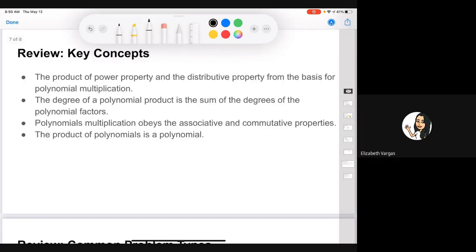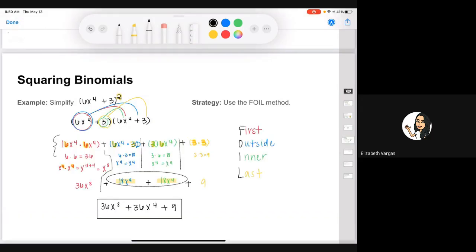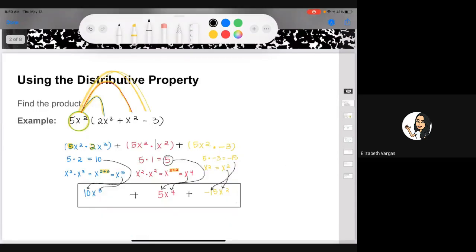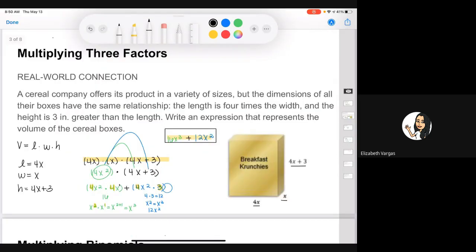Okay, so we learned that the product of powers property and the distributive property are the basis of polynomial multiplication. Polynomial multiplication abides by the associative and the commutative property, which we looked at on Tuesday. And basically the product of polynomials is going to be another polynomial. So when we're multiplying this, we don't necessarily get a single value. What we get is a more simplified expression, a more simplified polynomial, right? All of these, we didn't get whole number values. We just got more simplified equations.